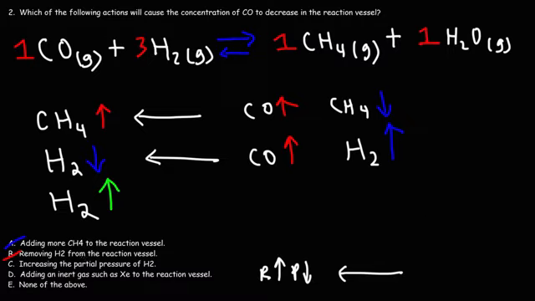Now, as we introduce more hydrogen gas to the reaction vessel, the concentration of hydrogen goes up, and the same is true for the partial pressure of hydrogen. Both go up. So the effect of an increase in H2 will have the same effect as an increase in the partial pressure of H2. They will cause the reaction to shift in the same direction.